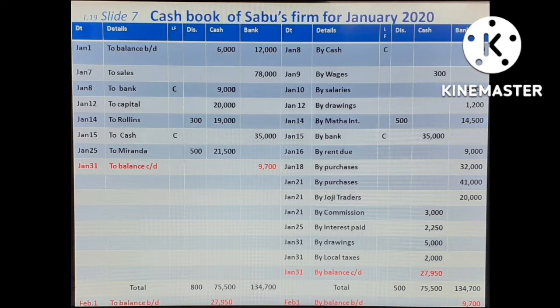Next is interest paid. Interest paid for the bank loan. It is payment for the bank loan, financing activity. Drawings again is financing activity. Local taxes is operating activity. Closing cash balance carried down. Cash stands at 27,950. Okay.